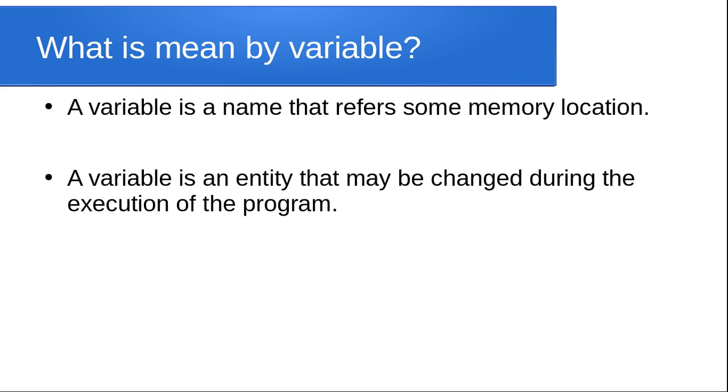After storing data, it is very difficult to access the data through this unique address. That's why we use the variable name. Using this variable name, we can easily access the data whenever we need it in our program. Another definition: a variable is an entity that may change during the execution of the program. For example, initially I give some value, x is equal to 1. Later I can modify that x value. So these are some definitions of a variable.